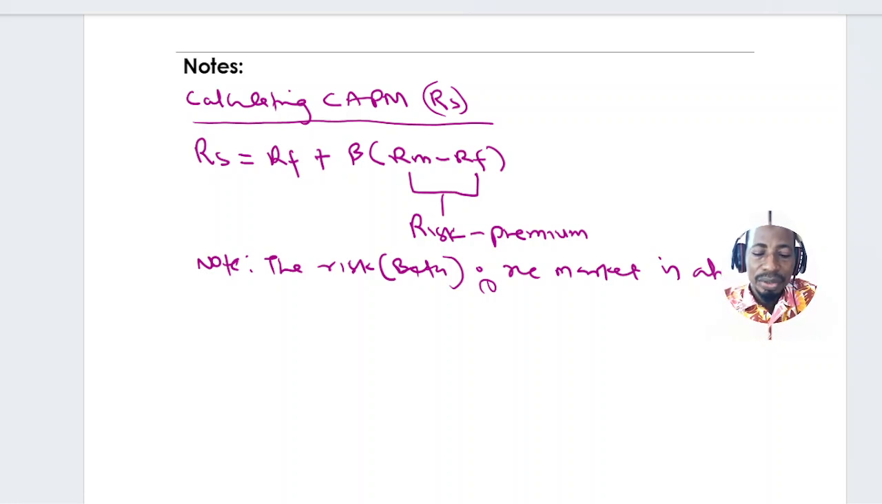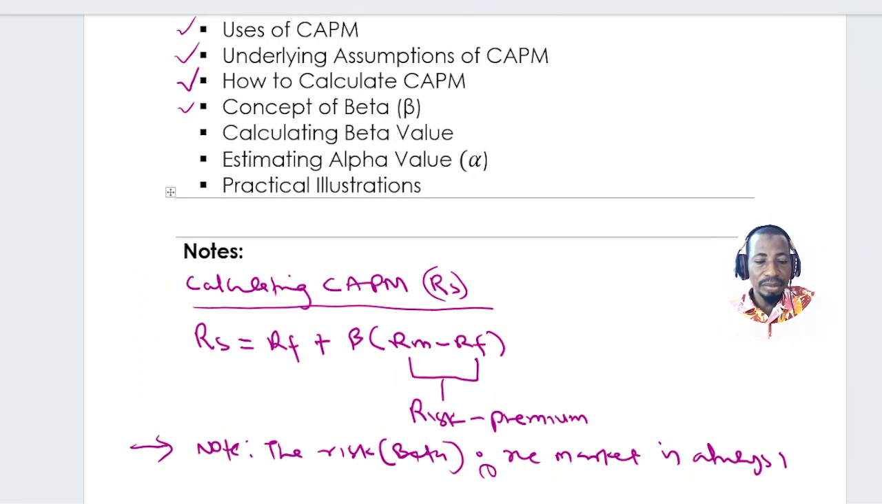Okay, so at all times, whenever you compute beta value, you're expected to juxtapose it with, to relate it to, the market risk. But just note that the market risk is always 1. All right, so how do you then estimate beta? How do you estimate beta?